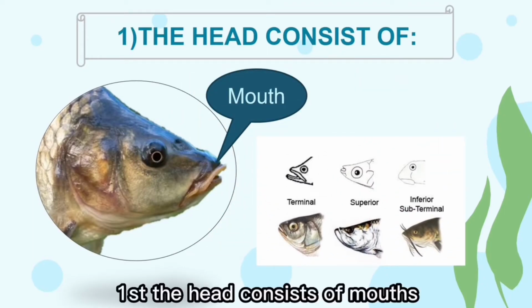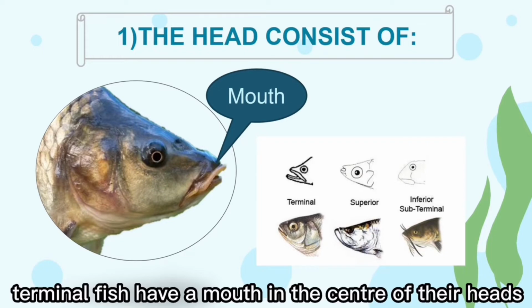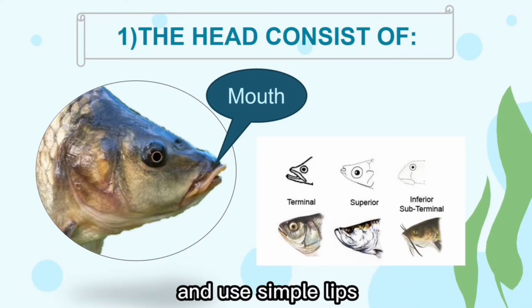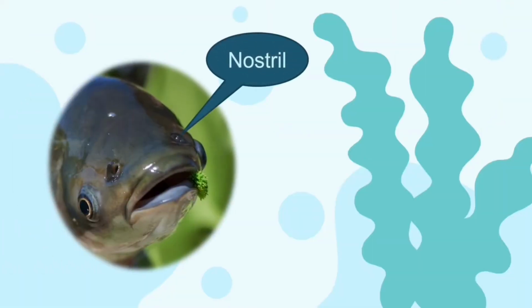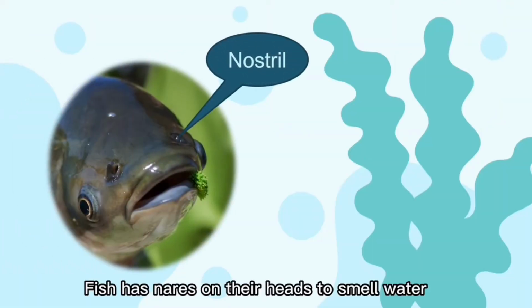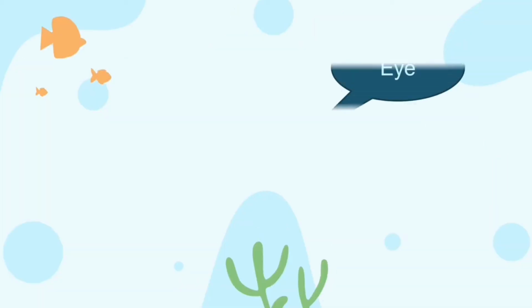First, the head consists of the mouth. Terminal fish have a mouth in the center of the head and use simple lips with no barbels to chase down their meal. Secondly, nostrils. Fish have nostrils on their head to smell water. Fish do not breathe through their nose.